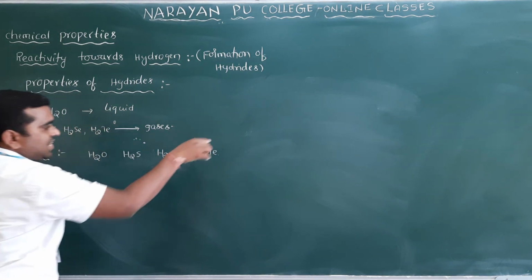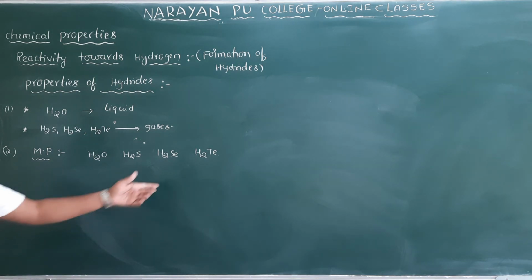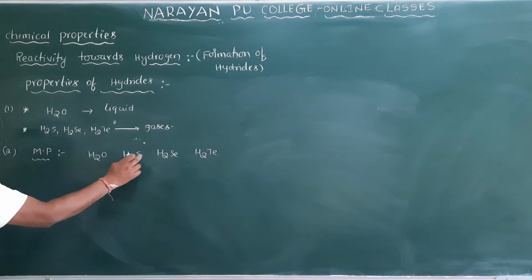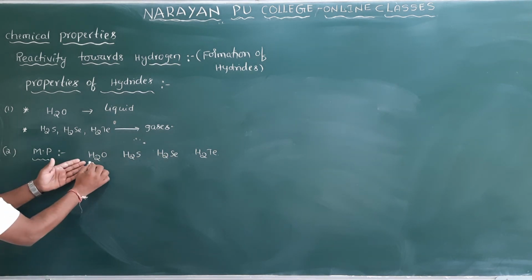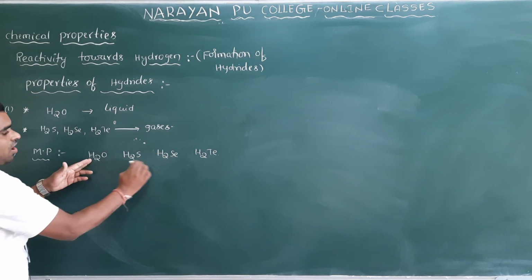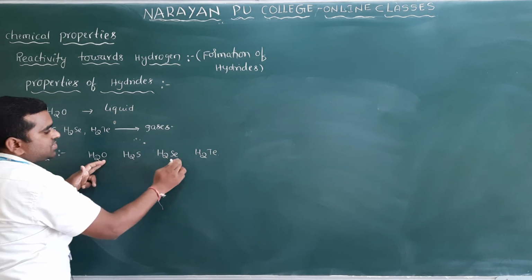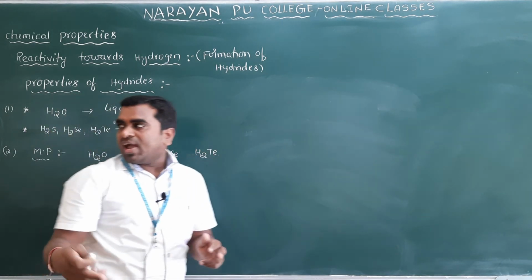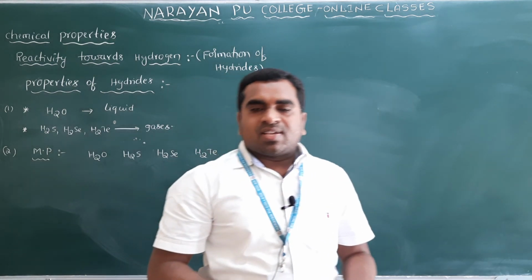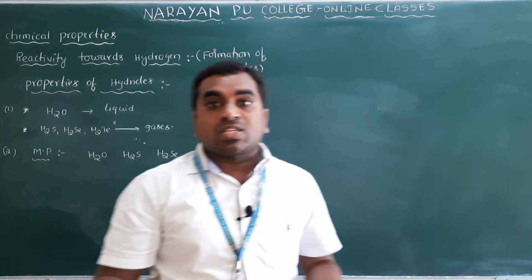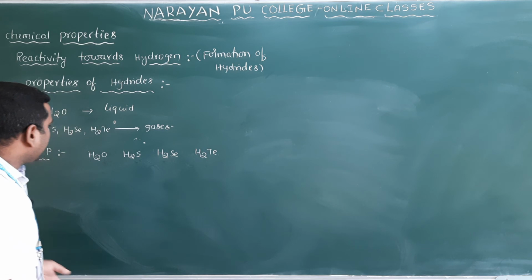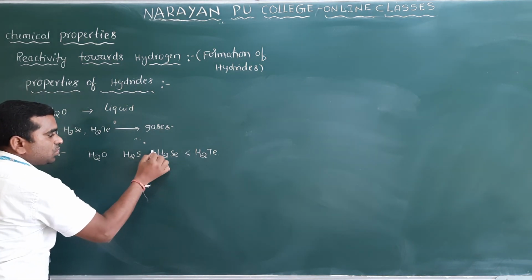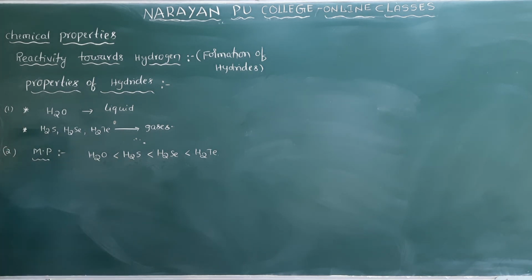Polonium is radioactive, so those compounds are very unstable, and we will not discuss them. In terms of molecular mass, in all cases the hydrogens are the same, with oxygen, sulfur, selenium, tellurium. If you move from oxygen to tellurium, size increases, and van der Waals forces also increase. So H2Te should have the highest melting point.